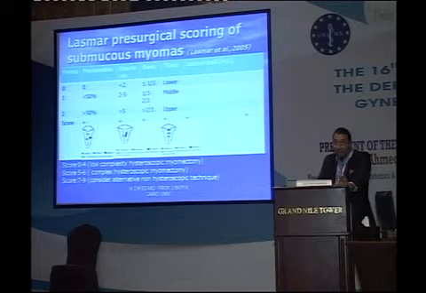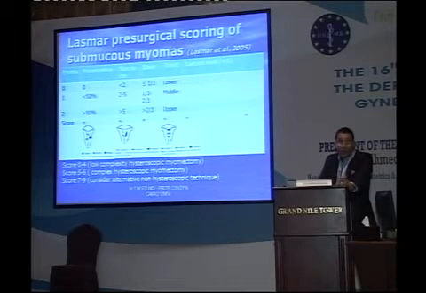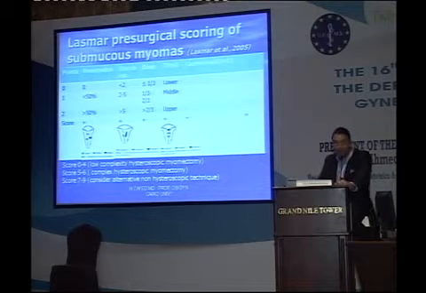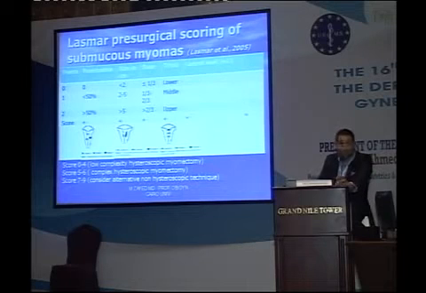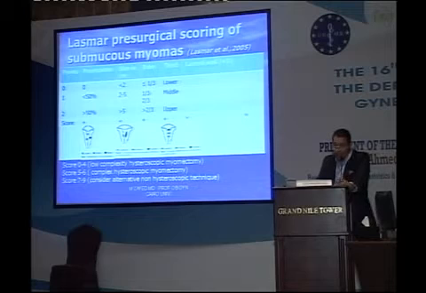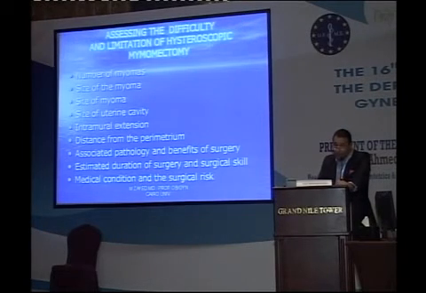And according to this, a score of 0, 1, and 2 is given, and you have a total score between 0 and 9. 0 to 4 is considered a low complexity hysteroscopic myomectomy. A score from 5 to 6 is a complex hysteroscopic myomectomy, and a score of more than 7 is considered highly complex, needing some alternative assessment or surgical skill and experience for such cases.